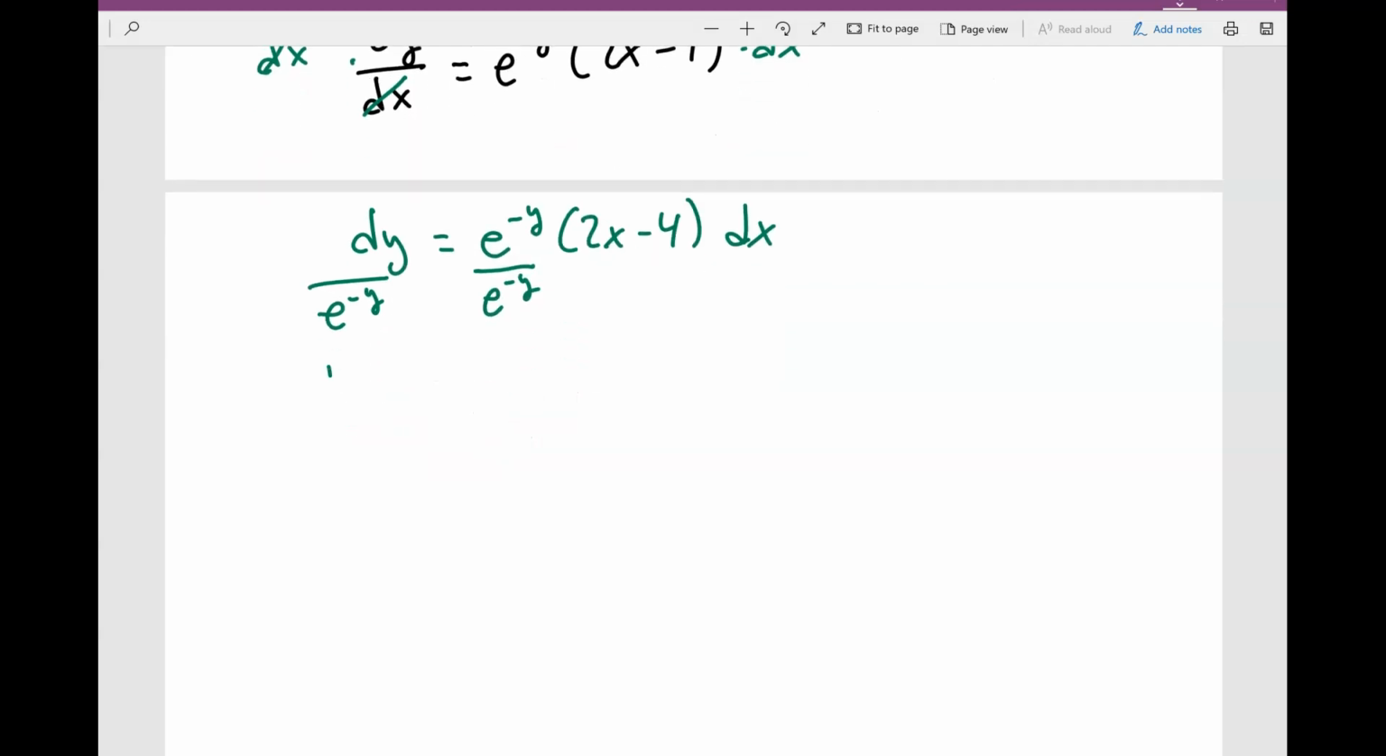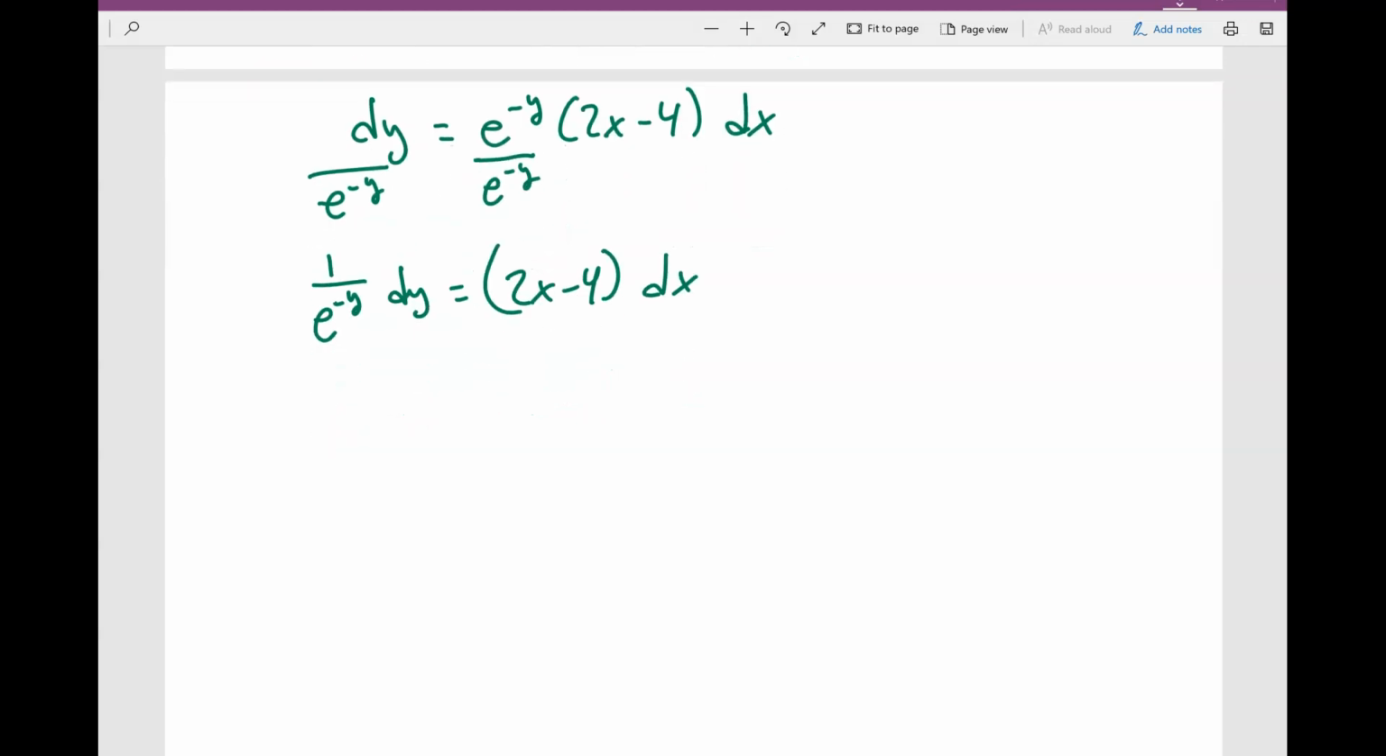Okay, so what I'm going to have is 1 over e to the negative y dy is equal to 2x minus 4 dx. And you'll see that now everything is kind of isolated. Now, something that will make it easier is to bring this guy to the top. When I bring it to the top, I'm going to have e to the positive y dy is equal to 2x minus 4 dx. Okay?